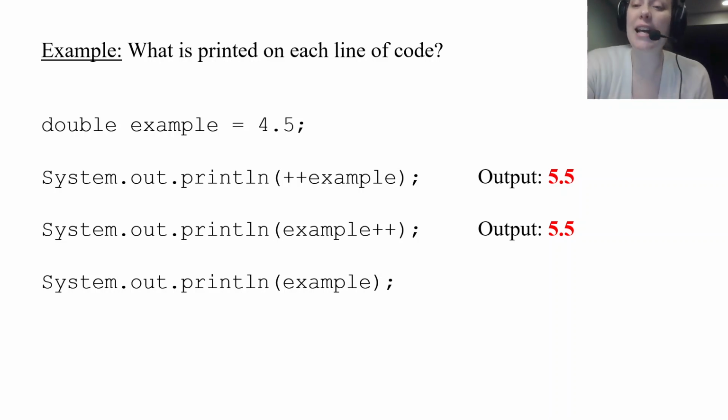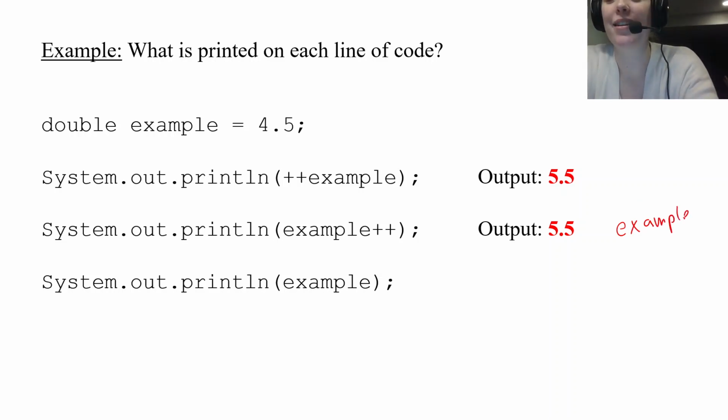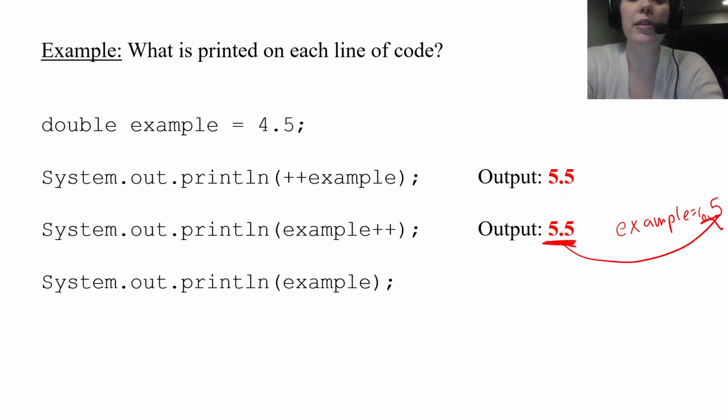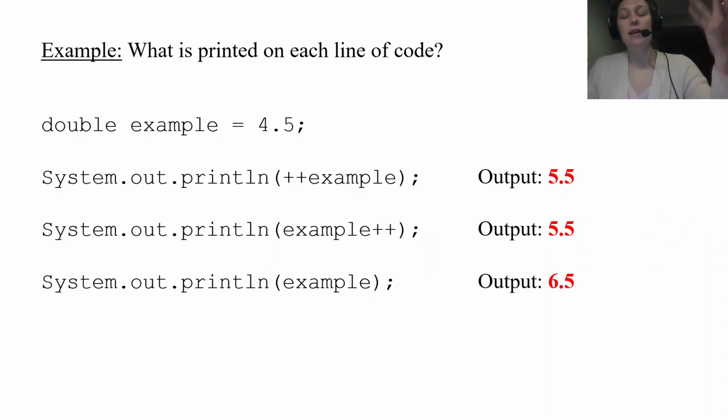Okay, example, and I'll try not to shake my screen as I write, is 6.5. Okay, but because it was a post increment, it prints off example and then it increments behind the scenes. So in the last step, when I print off just what example is, my output is 6.5.